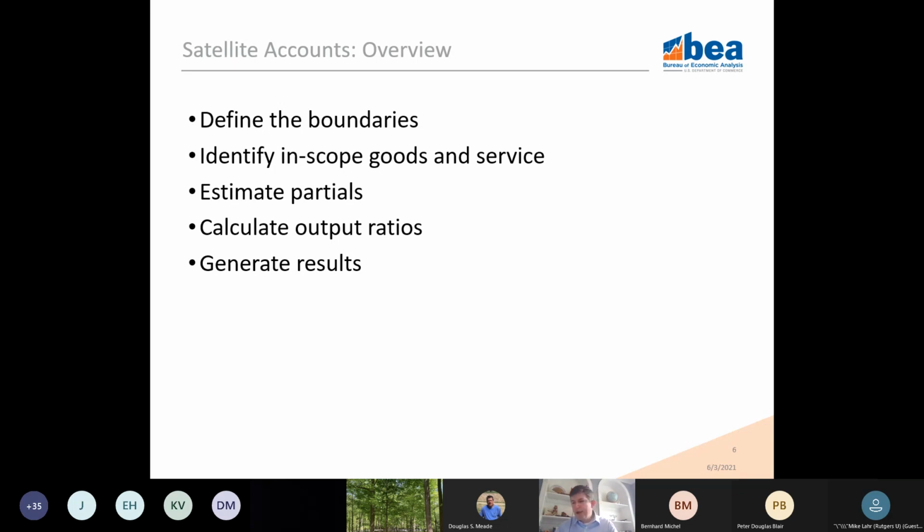Once we've done that, we have a complete picture of all of the in-scope output, and then we can use the supply use framework to determine which industries produce that in-scope output, and that information we can then use to calculate for each of these 900 or so working level industries a ratio of in-scope output to total output for each industry. And finally, those output ratios we then apply to various other statistics, including value added, intermediate inputs, compensation, and employment, to generate an overall picture of activity within the account. Okay, so that's the overall process.